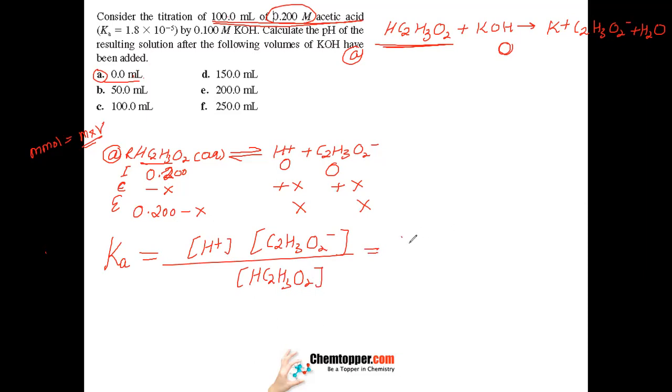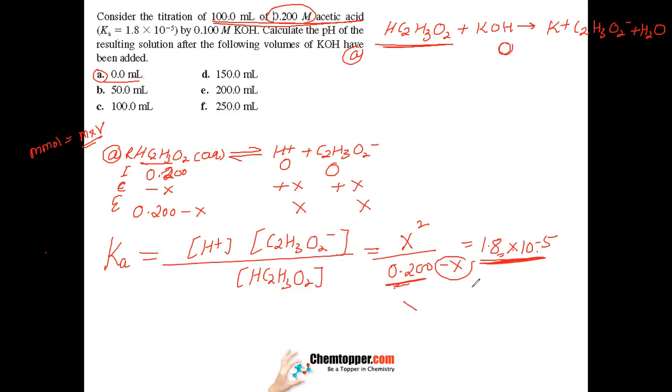Plug in the values. X squared over 0.200 minus X. Very good. Which is equal to the Ka value given to you here, 1.8 times 10 raised to power minus 5. Can you do approximation? Can I assume this minus X negligible? Yes, because Ka is very small. You just compare the initial concentration with this Ka. You can see the difference is very large. So it means X is negligible.